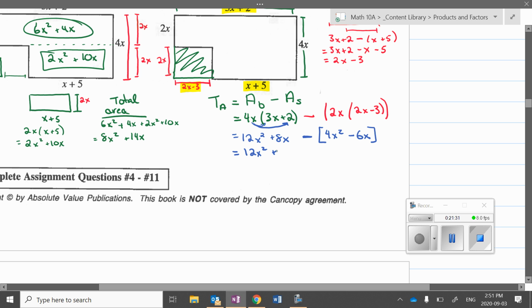Could I have done that in one step? Totally. But I want to show you that you just don't necessarily have to. I'm going to combine my like terms, so 12x minus 4x, I still get 8x squared. Sorry, I should have been saying squares on those. And then 8x plus 6x is 14x. Did I get the same answer as the first time? Should I get the same answer as the first time?